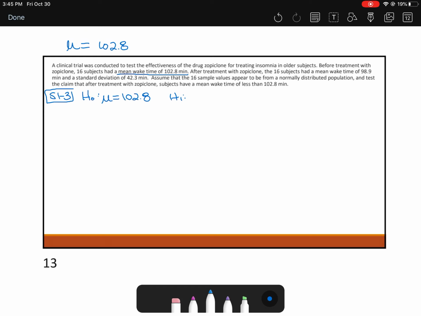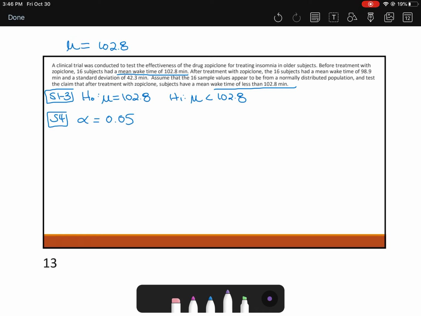It is a Friday, I'll tell you that much. Okay, so we want to claim that they have a wake time of less than 102.8. So we want to claim that mu is less than 102.8. So again, since it's less than, that means we're using that left tail. Step 4 is our alpha. Well, it doesn't specifically say, so then our alpha, we're going to do the 0.05.